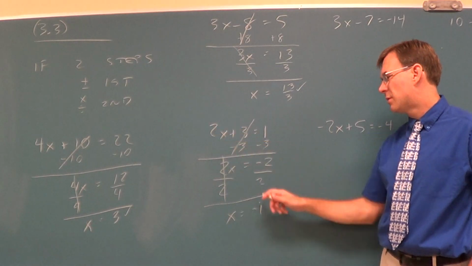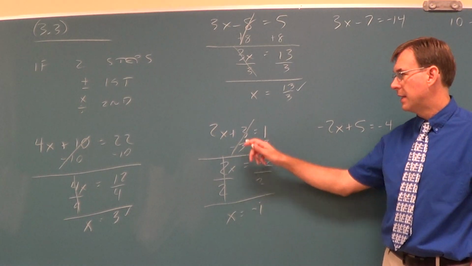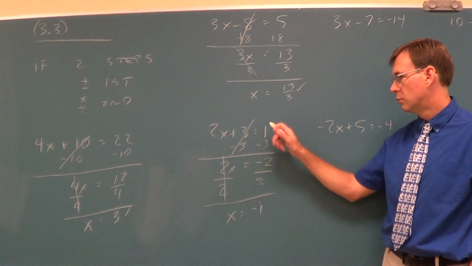And then check it. 2 times negative 1. Negative 2 adds 3. 1.